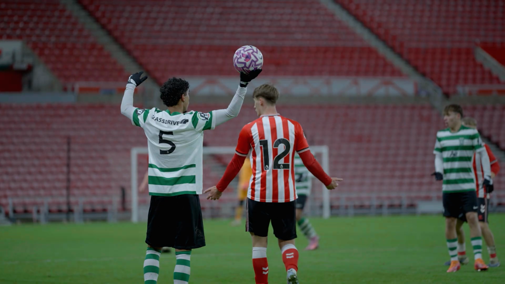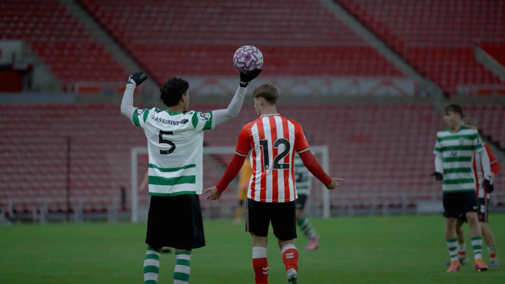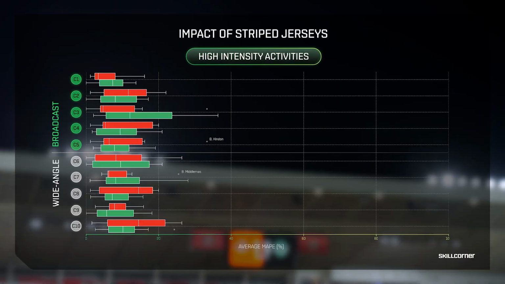Another considerable challenge in player detection is the presence of striped jerseys, so this is something that we wanted to test explicitly. We compared average error between the 2 teams: Sunderland, whose jerseys feature stripes beneath the squad numbers, and Sporting, whose jerseys do not. The results are clear. The difference in average error between the 2 teams was statistically insignificant, meaning that our computer vision system is able to confidently handle striped jerseys without any loss of accuracy.